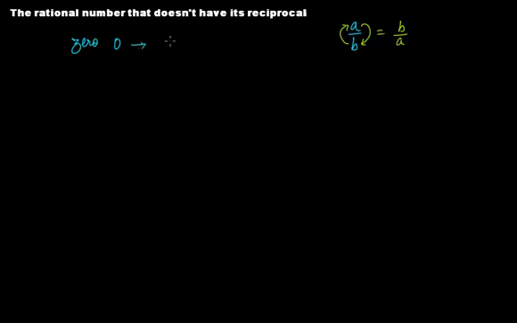Now, the number 0 can be written as 0 over 1. We have learned this. We can represent the number 0 as a rational number. It can be written 0 over 1, 0 by 2, 0 by 3, and so on. Because it doesn't matter by what number you divide 0, the result will always be 0. That's the same thing, right?